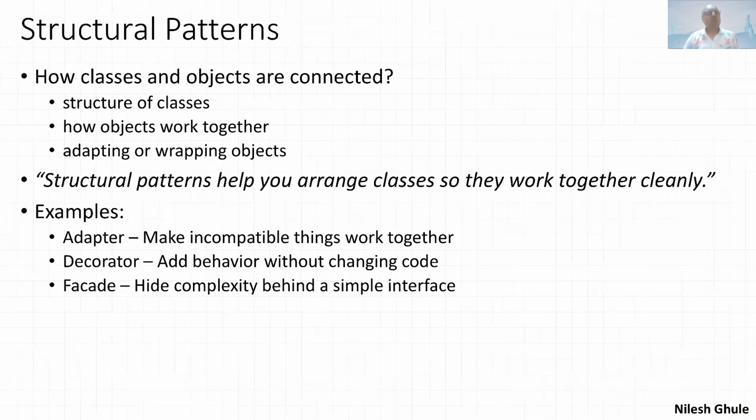The next category was structural patterns, which talk about how our classes and objects are connected to each other. They tell you about the structure, organization, and relations of the classes, and how the objects talk to each other. They also tell you how you can wrap objects, like a decorator, or how you can adapt objects. You can put it like this: structural patterns help you to arrange classes so that they work together cleanly. The typical examples, as I mentioned, are the adapter design pattern and decorator design pattern.